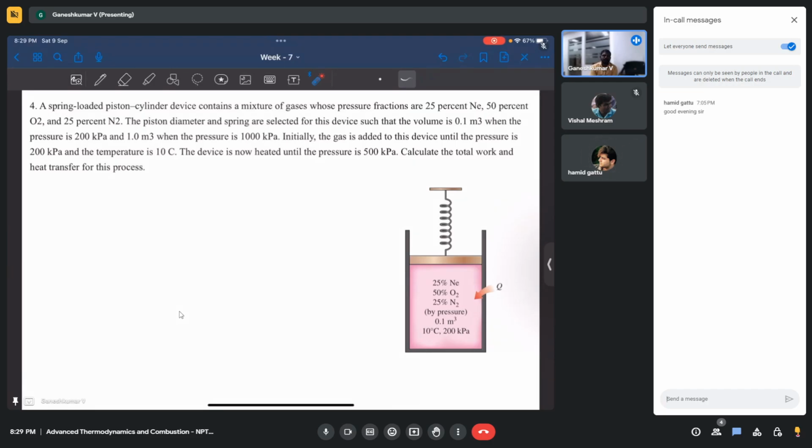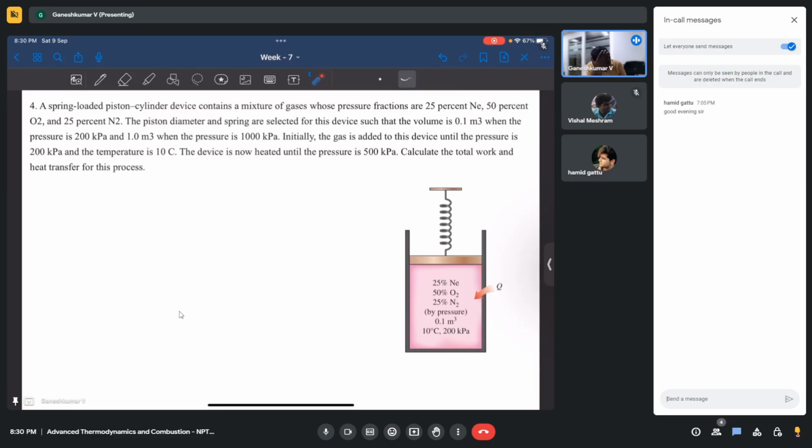Let's say if you use partial pressure and if you use ideal gas, you cannot use partial pressure with the ideal gas law. These are pressure fractions. True, these are a little different than partial pressures. Okay, so pressure fractions are 25%.